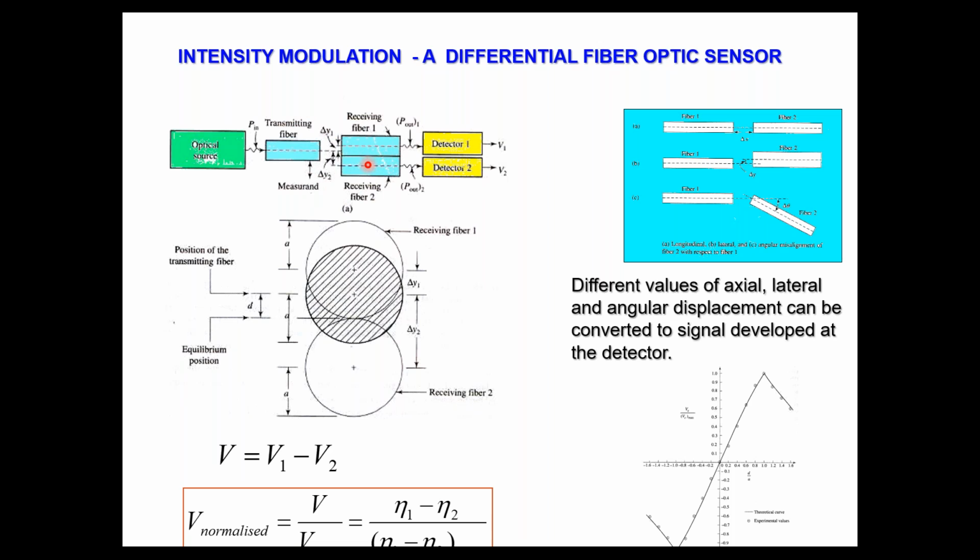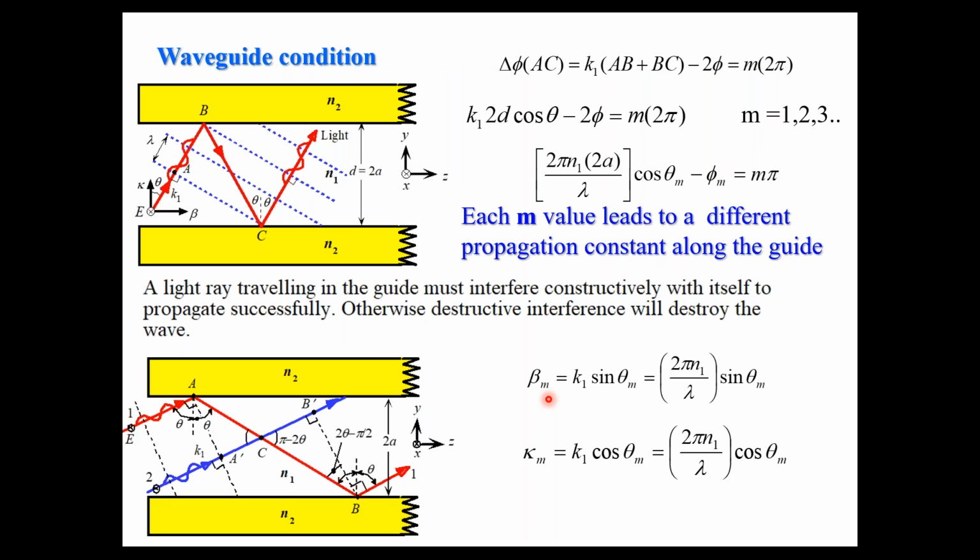But here you see there is a combination, say a single fiber and a pair of fibers, which can act as a differential fiber optic sensor. So depending on the alignment, the relative positions of fiber 1, the transmitting fiber, with receiving fiber 1 and receiving fiber 2, you have different values of output. It's a very simple one to understand.